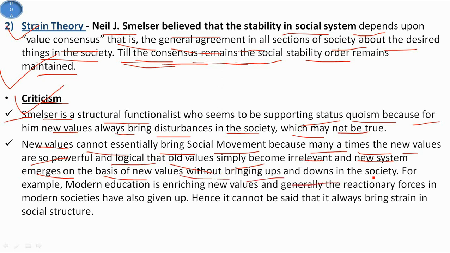For example, modern education is enriching new values, and generally the reactionary forces in modern societies have also given up. Hence it cannot be said that it always brings strain in the social structure.